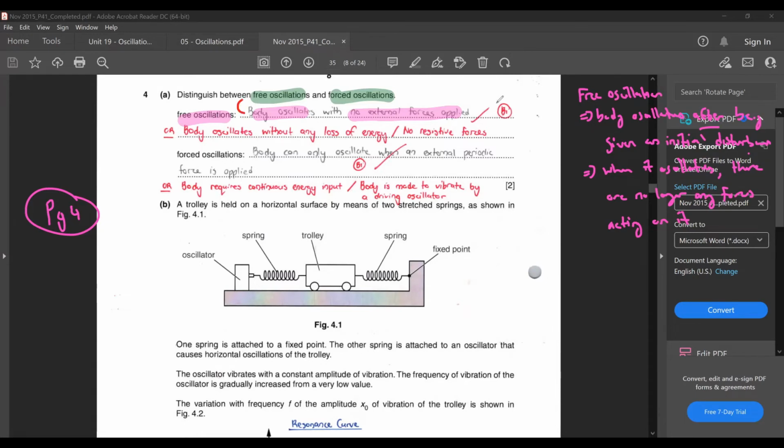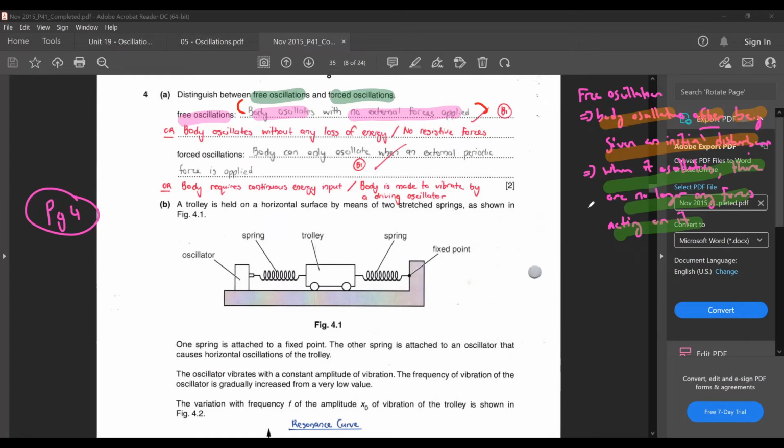Free oscillation is when your body oscillates with no other external forces applied. The one that I taught you last week was the body oscillates after being given an initial disturbance, but this one usually is not inside your marking scheme. Instead, this other one is more common: the body oscillates with no external force acting on it. It is true, after you gave it an initial disturbance, you're no longer applying a force on it. So it's correct to say it is oscillating with no external force. So that is for free oscillation.